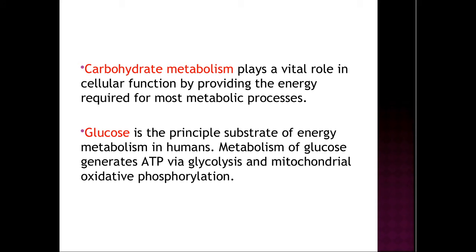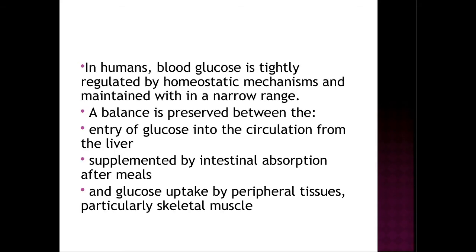Carbohydrate metabolism plays a vital role in cellular function by providing the energy required for most metabolic processes. Glucose is the principal substance of energy metabolism in the human body. Metabolism of glucose generates ATP via glycolysis and mitochondrial oxidative phosphorylation. In humans, blood glucose is strictly regulated by a homeostatic mechanism and maintained within a narrow range.